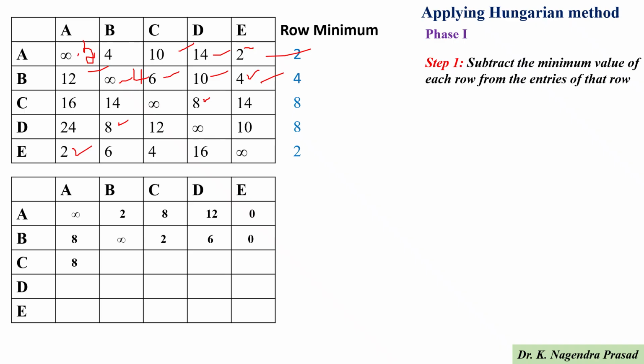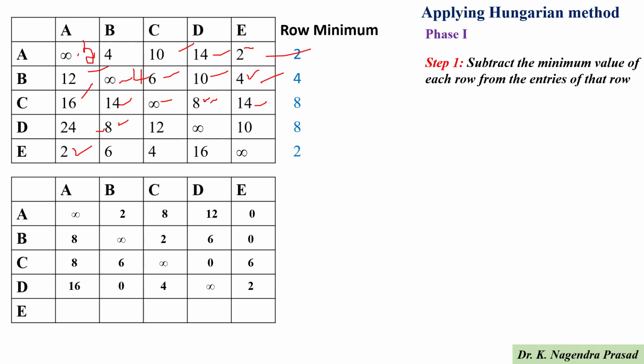Similarly, for the third row elements, we subtract 8. The third row elements will become 16 minus 8, which is 8, 14 minus 8 is 6, infinity minus 8, which is infinity, 8 minus 8 is 0, and 14 minus 8 equals 6. And similarly we subtract 8 from the fourth row elements. The fourth row will become 24 minus 8, which is 16, 8 minus 8 is 0, 12 minus 8 is 4, infinity minus 8 is infinity, and 10 minus 8 equals 2.